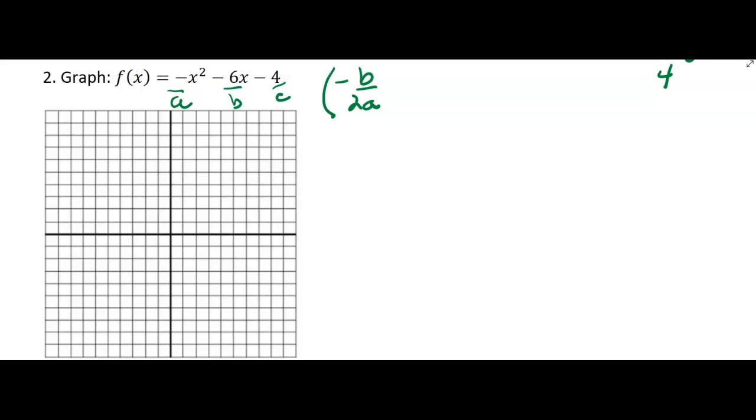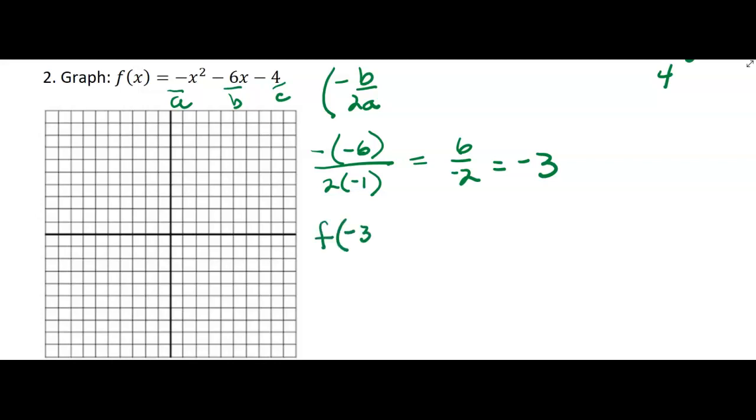Okay, so what is the opposite of negative 6 divided by, it's the opposite of b, 2 times negative 1. So you had to put the negative 1 in. That's probably what made this problem tricky. And so I get 6 over negative 2, which is negative 3. Okay, so I know my vertex is at negative 3, something. All right, how do you find the something? Well, you're going to find f of negative 3. So you're evaluating this function.